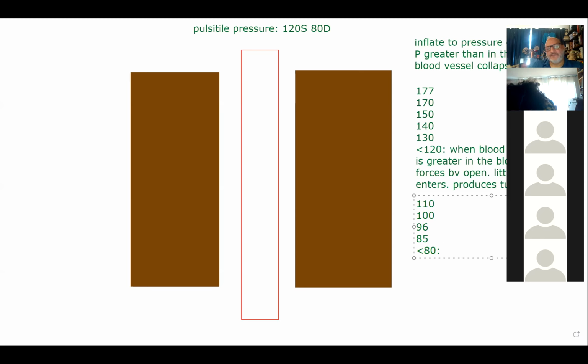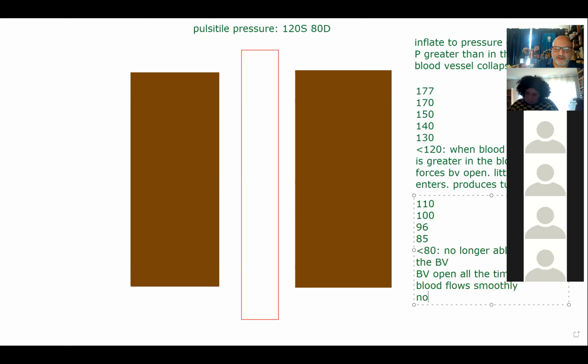What happens then? You stop getting turbulence. What happens now is you're no longer able to collapse the blood vessel. Even at its lowest pressure, the pressure in the blood vessel is now greater than the cuff. And so the blood vessel stays open all the time, and with the blood vessel open all the time, the blood flows smoothly. And when it flows smoothly, no more turbulence, no more sound.